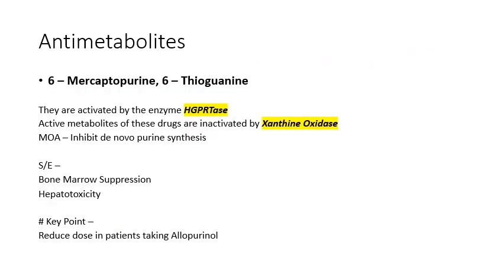The next two drugs, 6-mercaptopurine and 6-thioguanine, have three things that are quite specific about them. Number one, they are activated by the enzyme HGPRTase, that is hypoxanthine guanine phosphoribosyl transferase, and their active metabolites are inactivated by the enzyme xanthine oxidase. They inhibit multiple steps in purine synthesis, but these are the key points for these two drugs, and their main side effects are bone marrow suppression and hepatotoxicity.